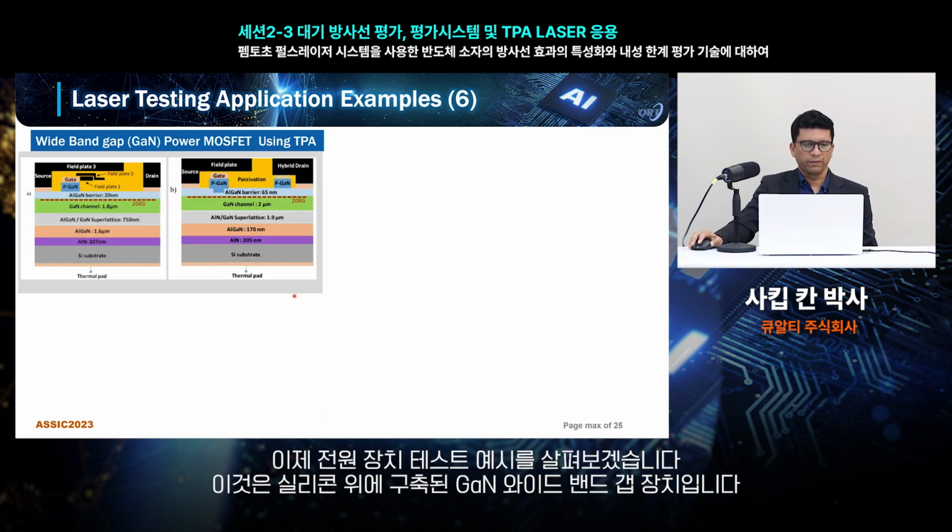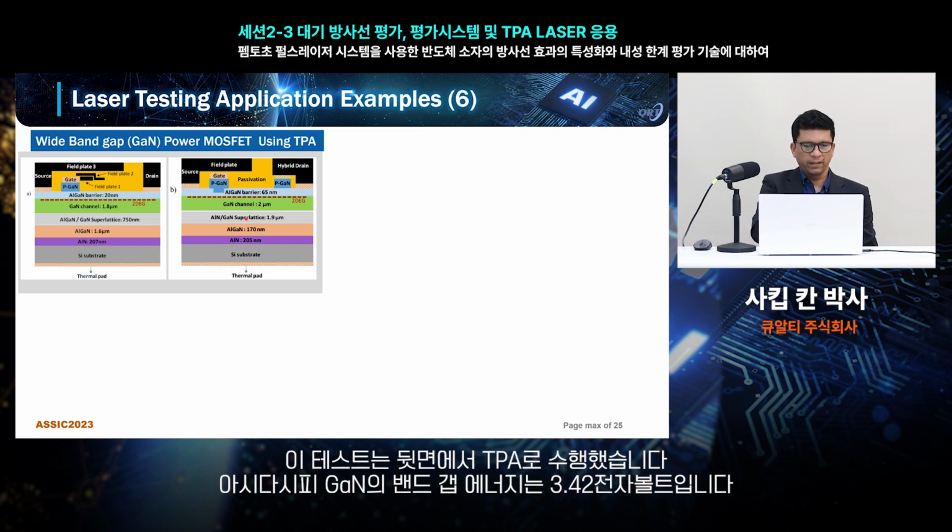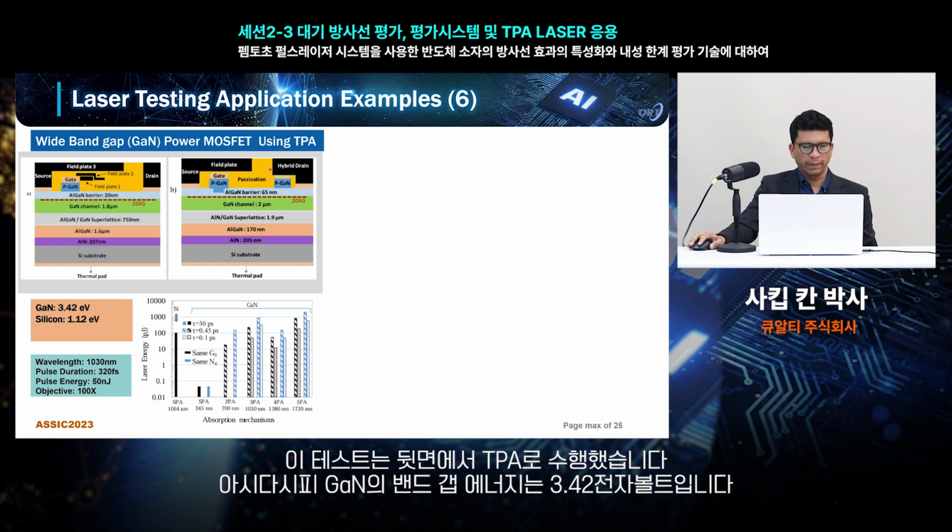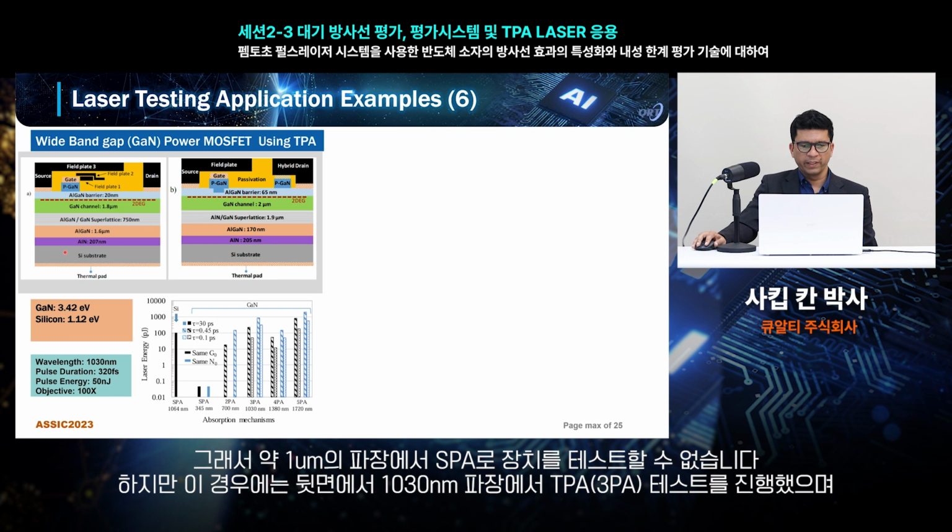This is the example of testing power devices. This is basically a wide band gap device, a GaN device which is built on silicon. This testing is performed using TPA from the backside. You know that the band gap energy of the GaN material is 3.42 electron volt. So this means that we cannot test this device using SPA, especially at the wavelength that we typically use, around 1 micrometer.